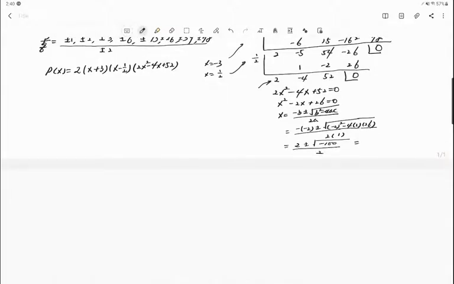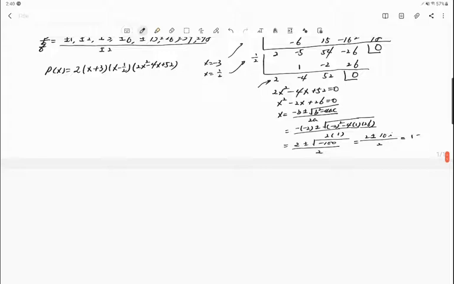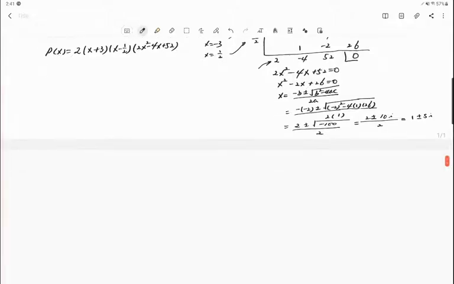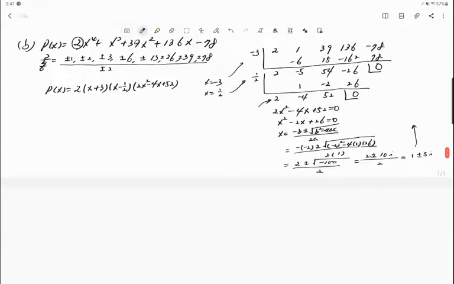Then 2 plus or minus, is it square root of 100i, 100, right? 100i. So square root of 100 is 10. Can you see it? 10i over 2. So finally, x is 1 plus or minus 5i. All right. So we have two x values. So what are those two x values? So that means x is 1 plus 5i and the other one is 1 minus 5i.